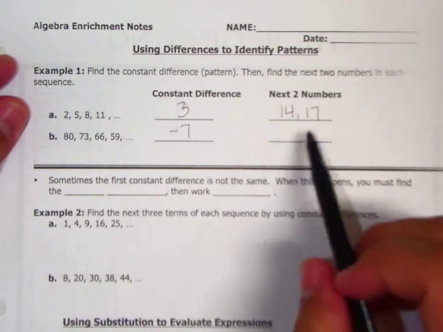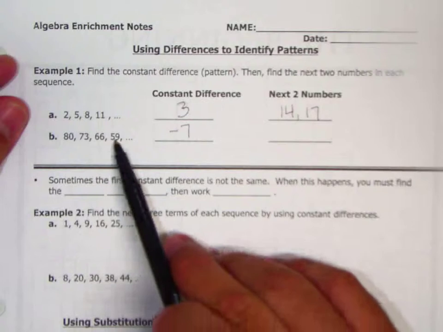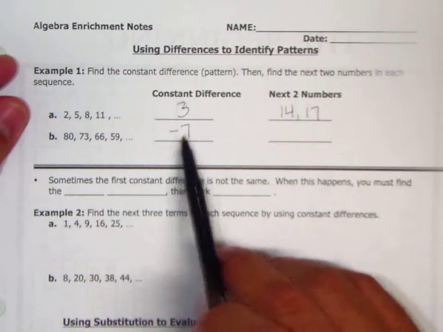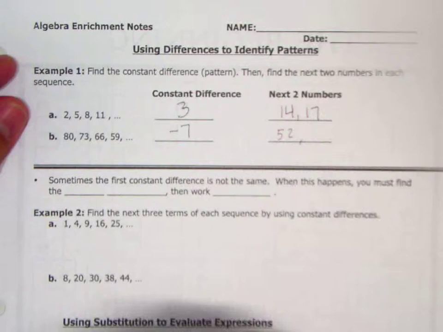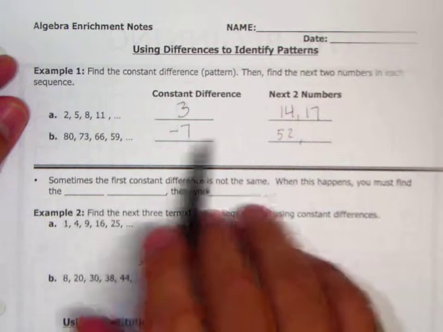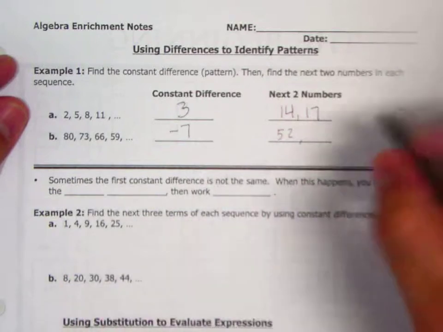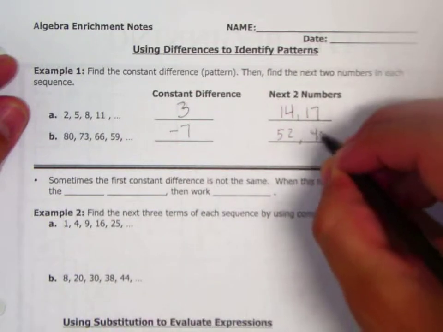Now we can use that again to predict the next two numbers. So 59, take away 7, and the next number will be 52. Okay. And take away 7 from that, and your next number is 45.